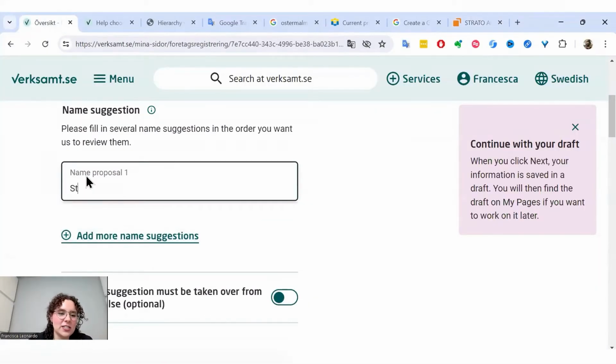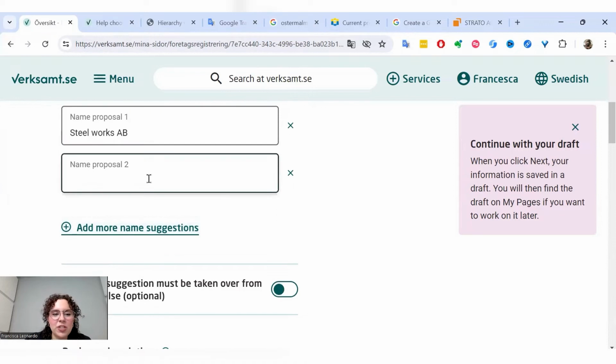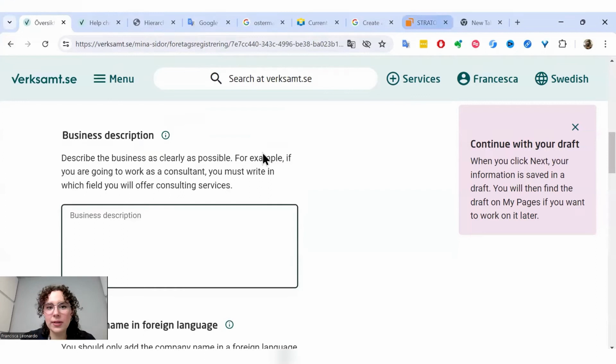So let's just call it Steelworks, Still, AB. That's going to be my wonderful name. And add more name suggestions. So AB means aktiebolag. Then you put your business description here, obviously.